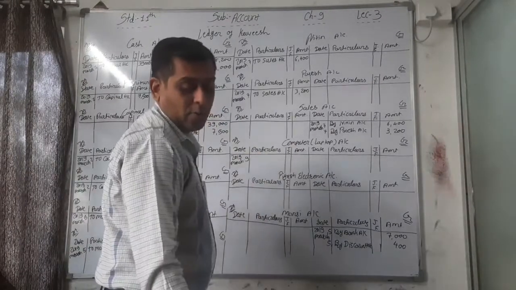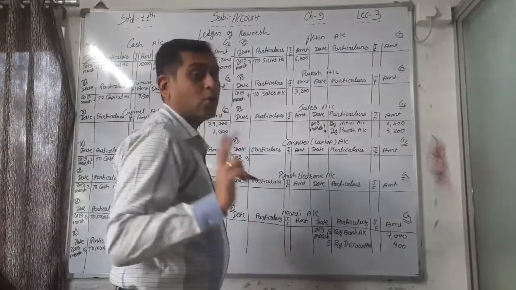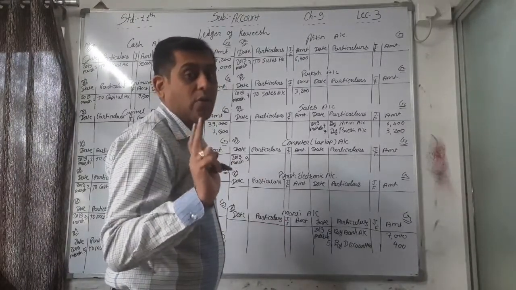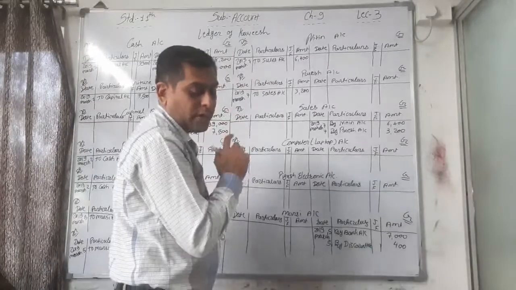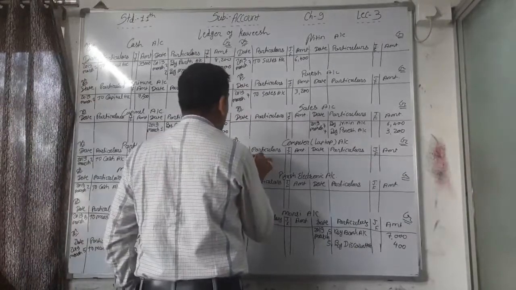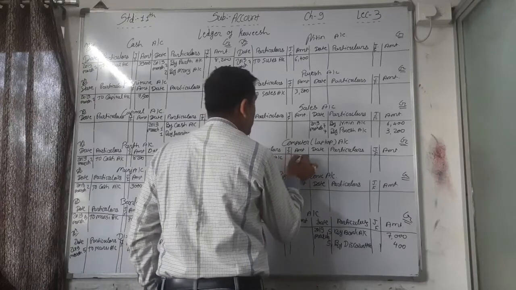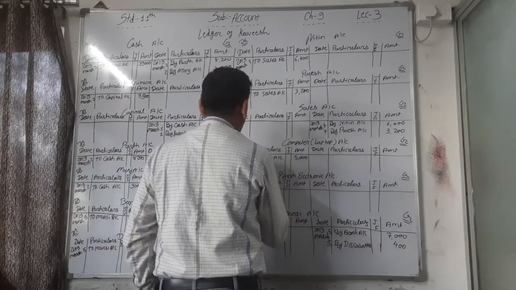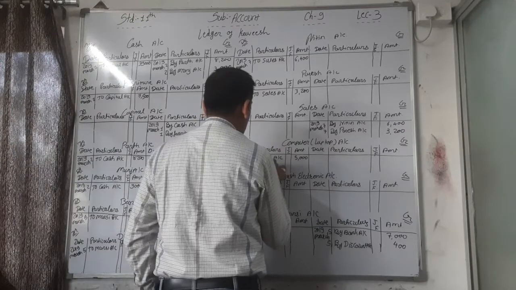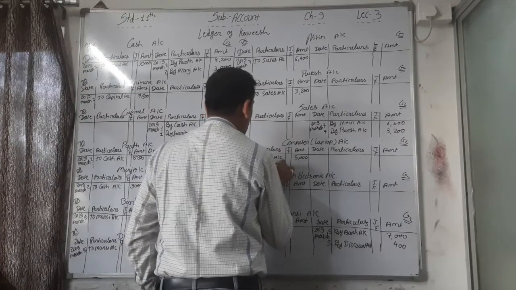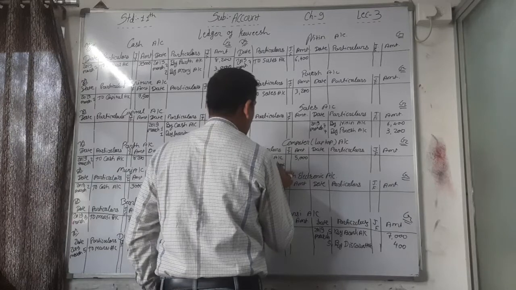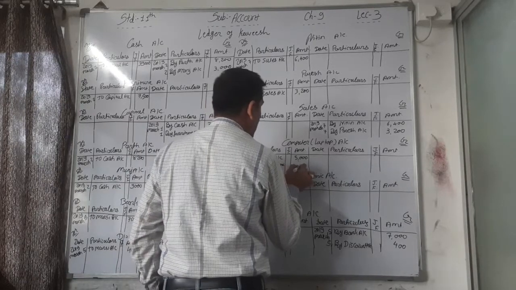See, laptop account debit side, but there are two opposite sides. That's why we have to write down two opposite sides: To Cash and To Piyush Electronic Store. To Cash account 5,000. To Piyush Electronic Store account 20,000.